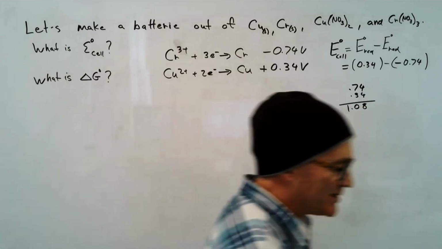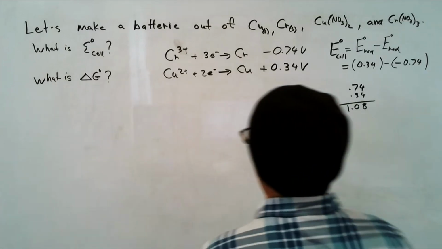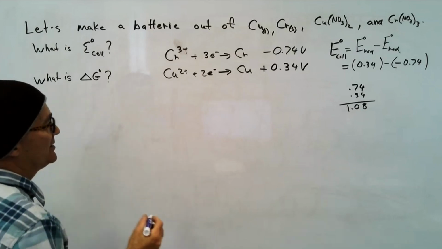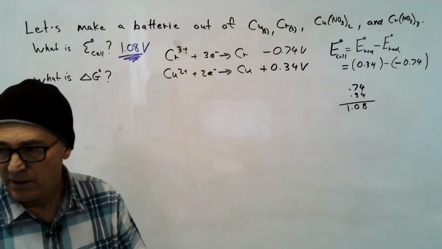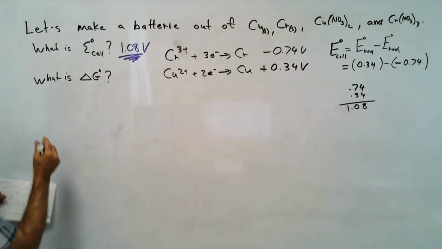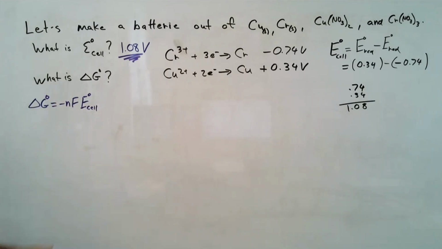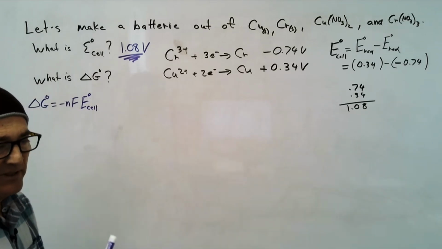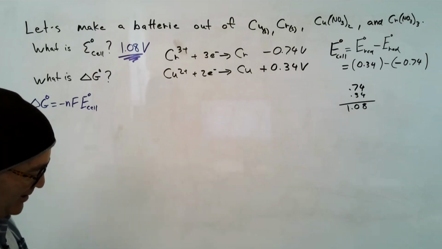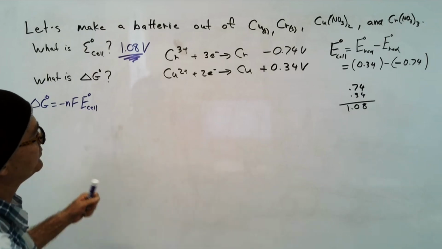What is E cell? The standard. This is the voltage our battery would put out. All right, now if we're going to use this equation, we got to figure out what N is. Almost. You did this in the problem set.